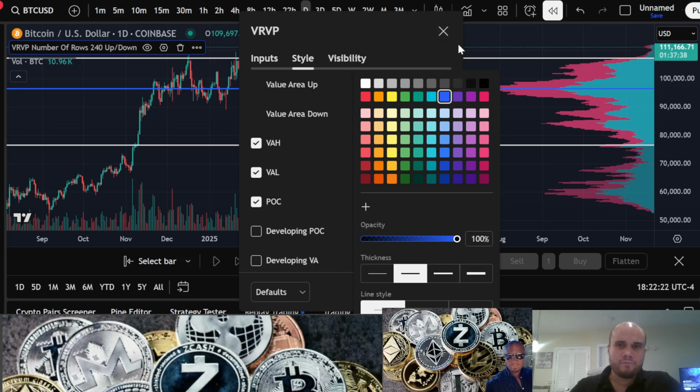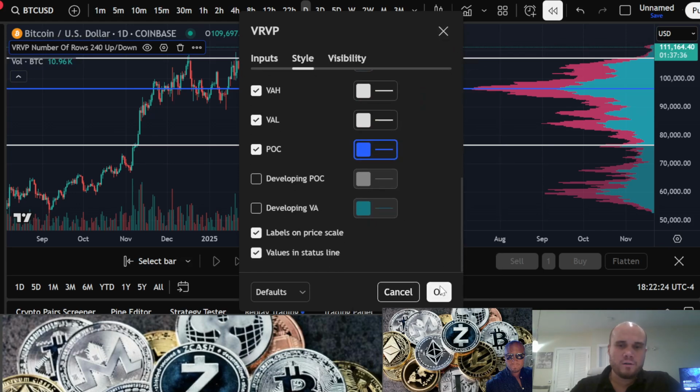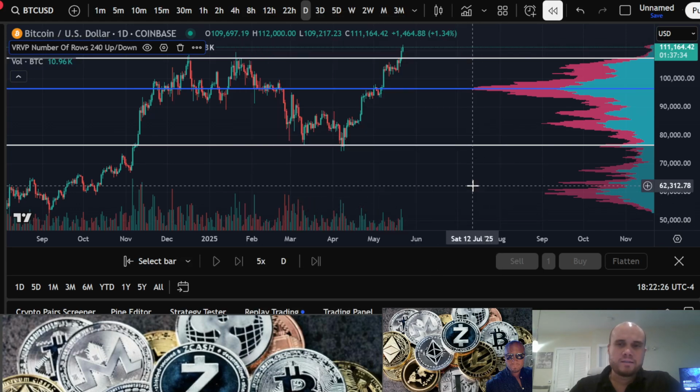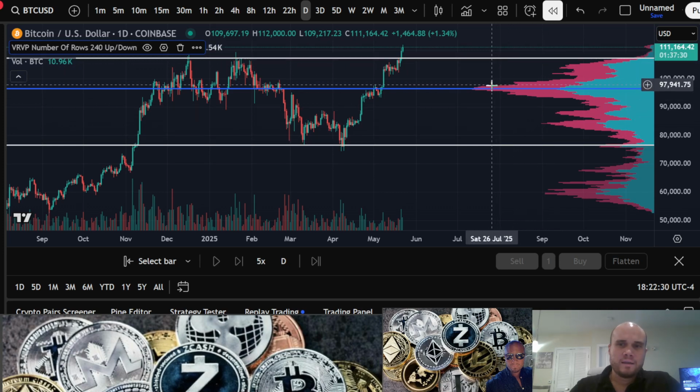And now your VRVP is going to look similar to mine, where you have the value area high, that white line, the POC, the blue line, and the value area low, the white line below.